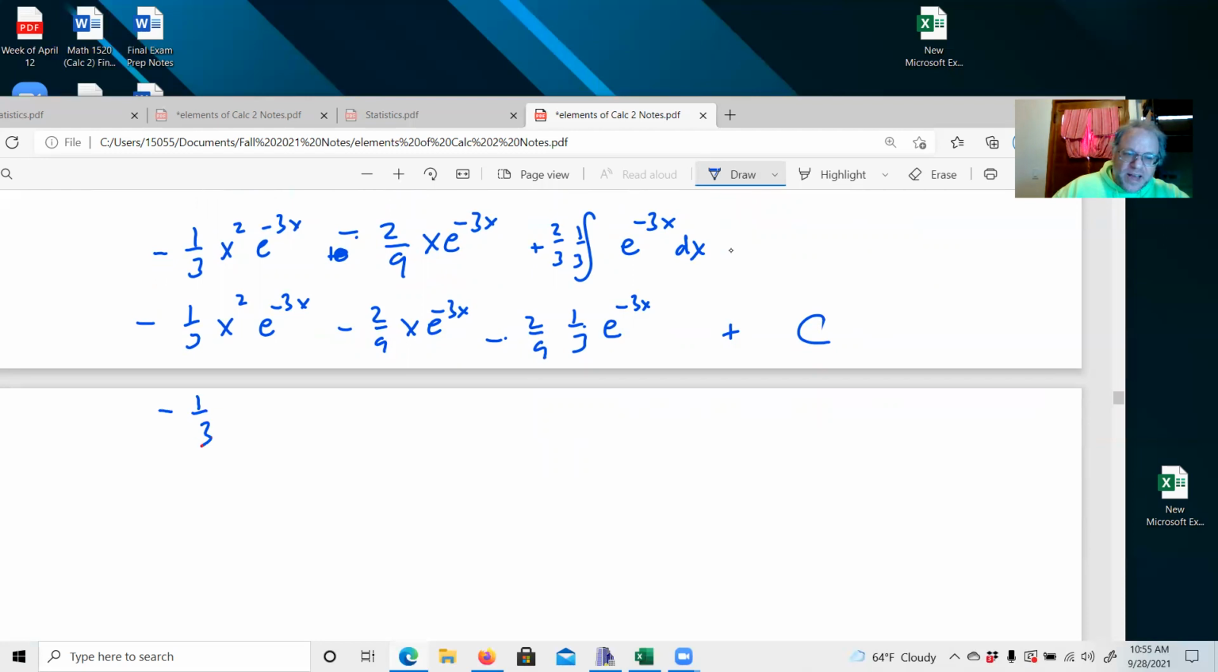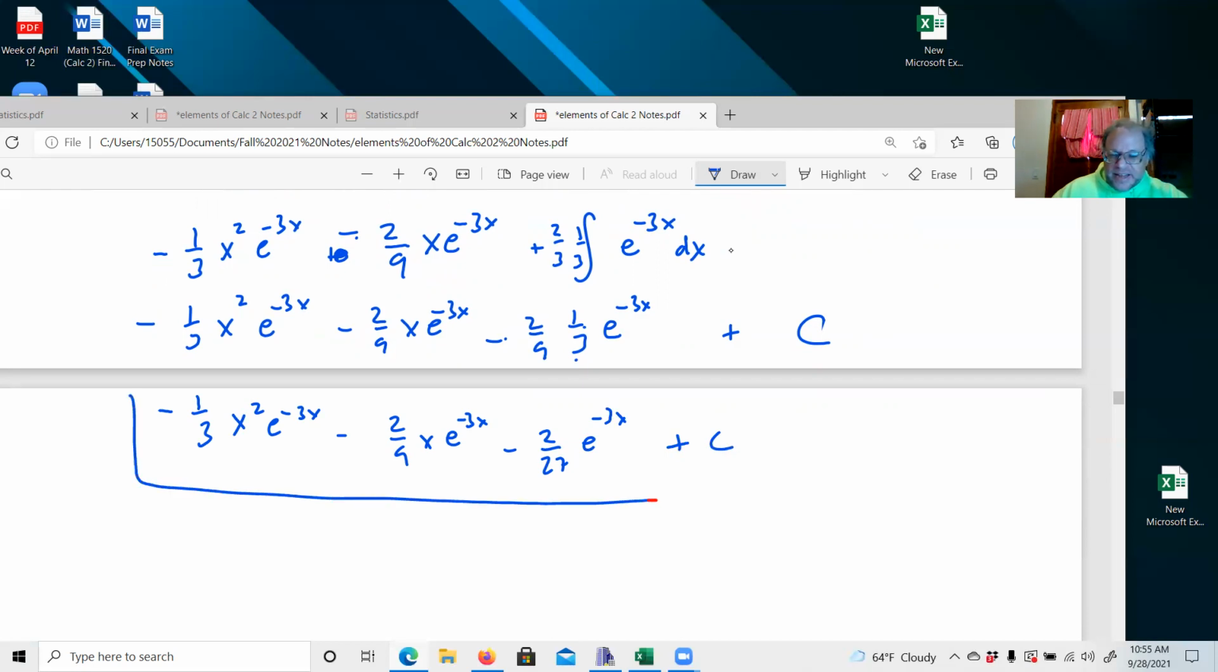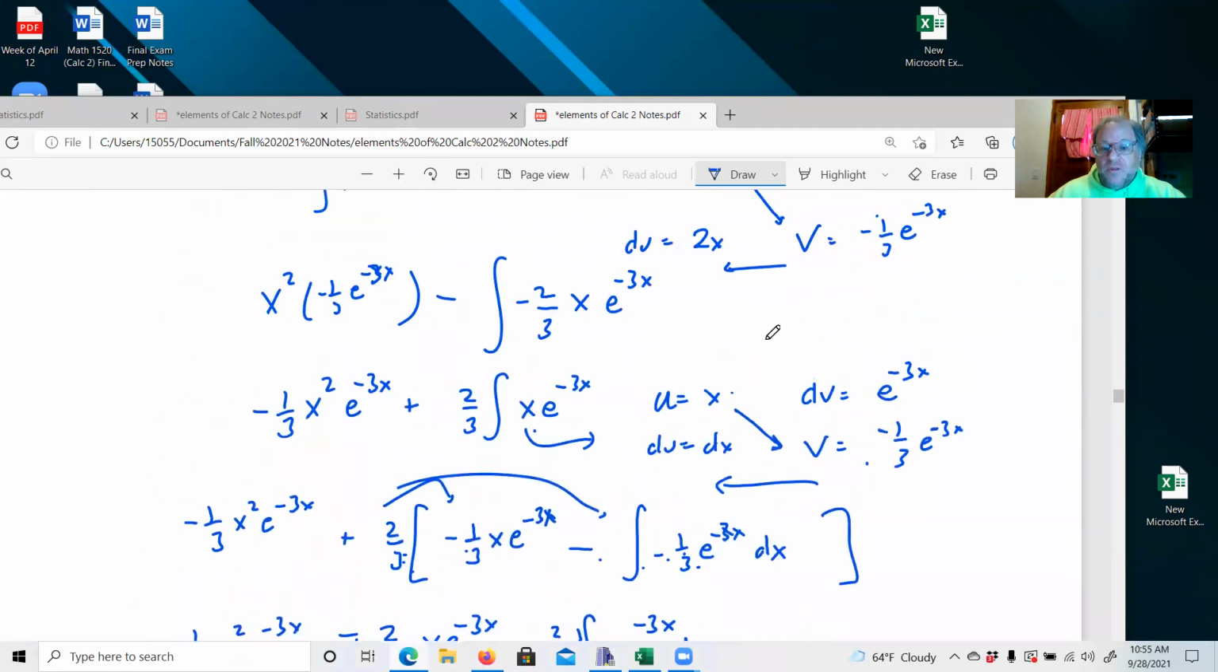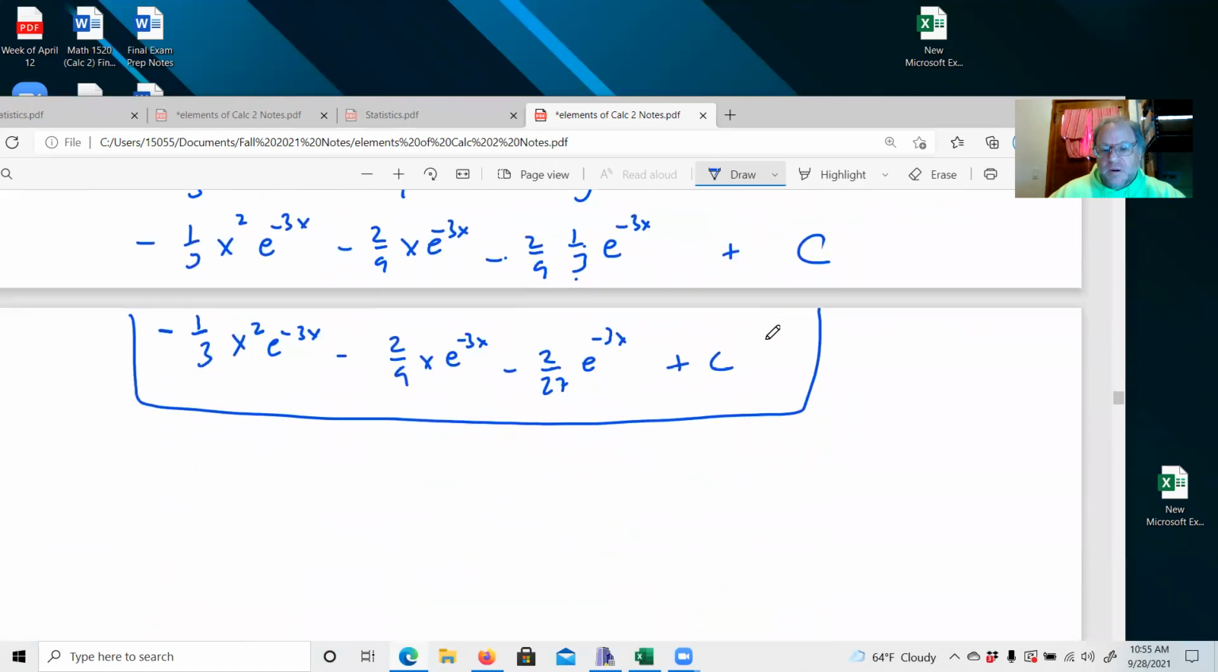So putting all of this together, x squared e to the negative 3x minus 2/9 x e to the negative 3x minus 2/27 e to the negative 3x plus c, and that is our answer, right? So it might take you more than one time to get through all of this, all right? But that's the way that integration by parts works.